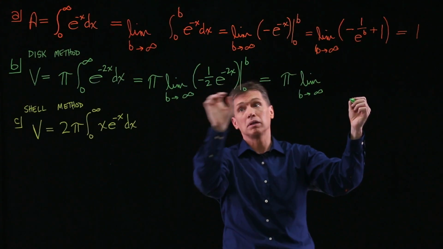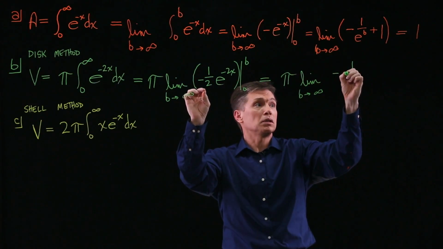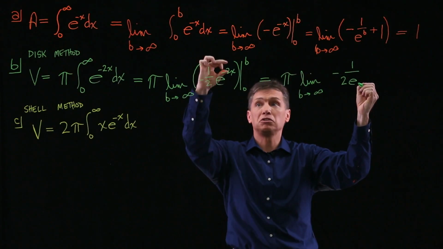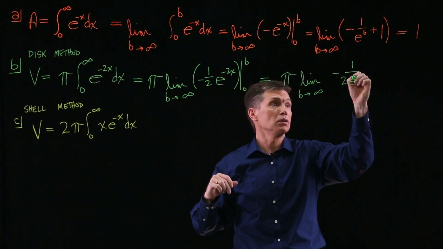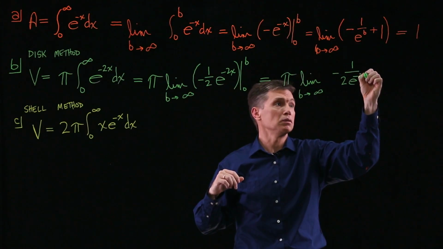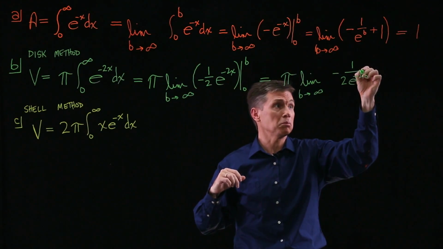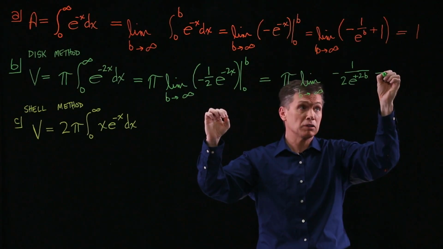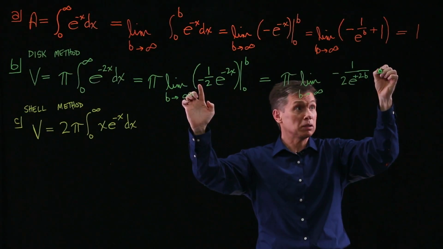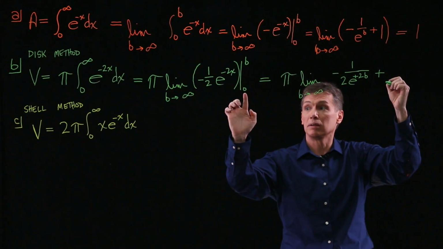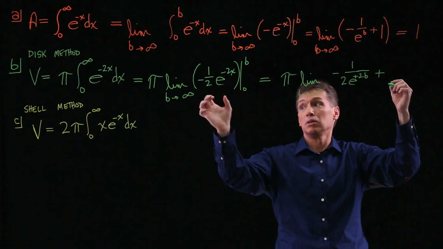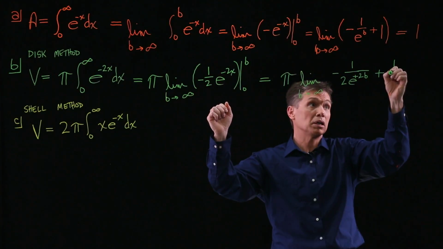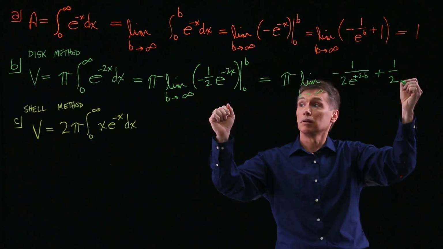I'll put in that upper limit, minus 1 over the 2, e raised to positive 2b because I'm taking the negative exponent and putting it downstairs. Subtract what happens, so now it's a minus becomes plus, and I'm putting in that lower limit of 0, so minus or plus 1/2, and then e to the 0 power again becomes 1, right?